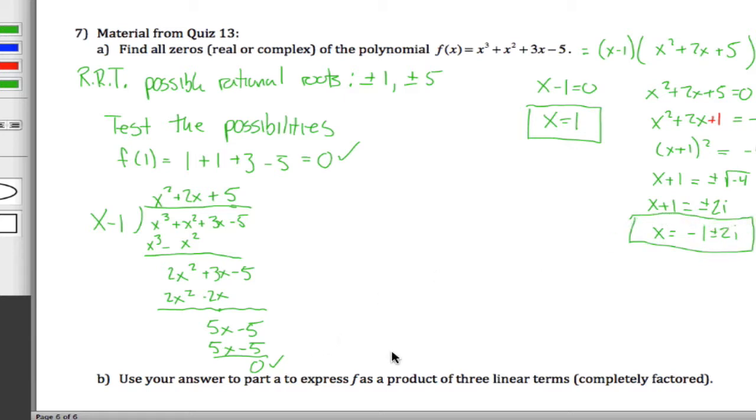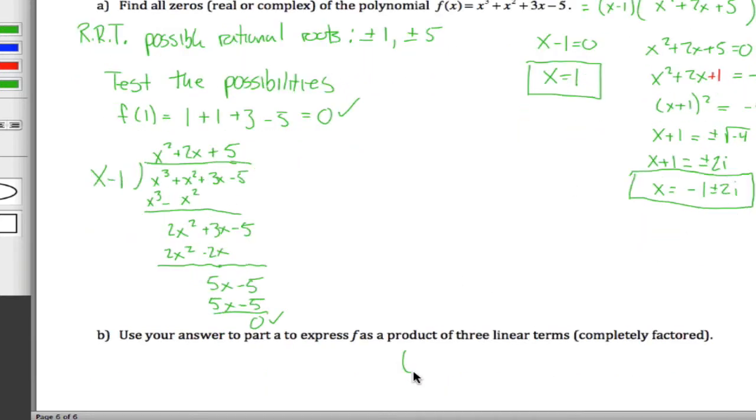Use your answer to part A to express this polynomial as a product of 3 linear terms, completely factored. I've almost done that already. Right up here, I got x minus 1 times this mess, but this isn't a linear term, it's a quadratic term. However, if 1 is a root, I knew x minus 1 is a factor.